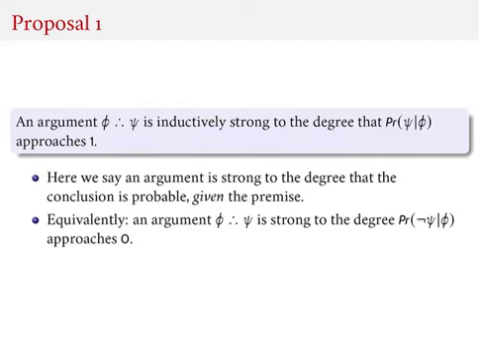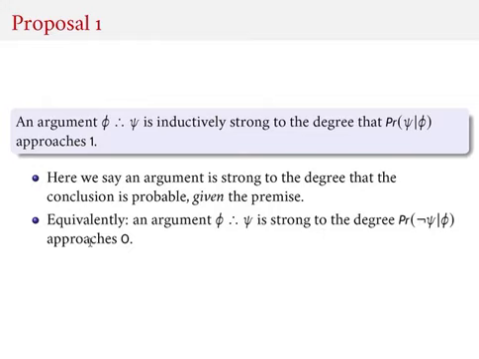Equivalently, what this proposal says is that an argument phi, therefore psi, is strong to the degree that the probability of the negation of the conclusion, given the premise, approaches 0. So the premise makes the negation of the conclusion very unlikely. That's another way of putting this proposal.